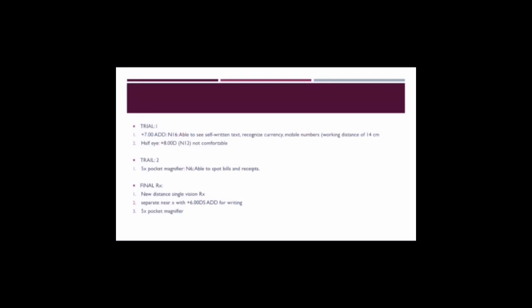We did a trial. In the first trial, we gave plus 7, the patient read N16 and was able to see self-written text, recognize currency and mobile numbers at a distance of 14 centimeters. Half eyes plus 8, the patient read N12 but was not comfortable. In trial 2, we gave a 5x pocket magnifier, the patient read N6 and was able to spot bills and receipts. So in the final prescription, we told the patient to change his single vision glasses, then prescribed plus 6 near vision glasses for writing, then a 5x pocket magnifier.